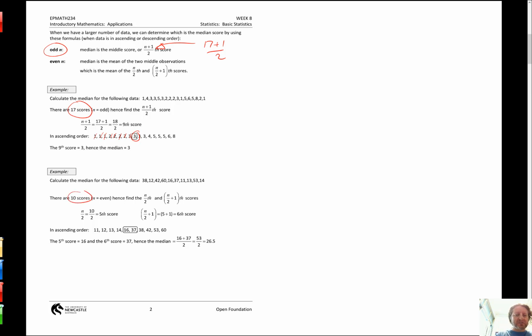The next one, predictably, is an even set of scores. There are 10 scores, so I'm actually going to want to find the halfway and the next score. I need to put them in order, which I've done here. So I want the 5th and 6th. 1, 2, 3, 4. Here's the 5th and 6th. And how do I average them? I add them, divide by 2, and get my median. Great.